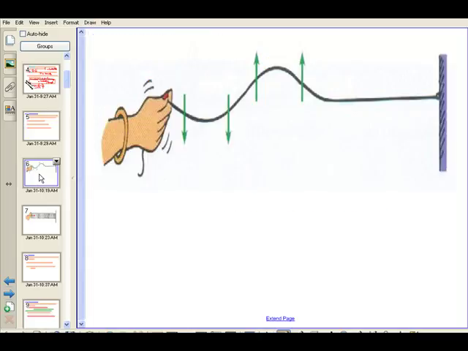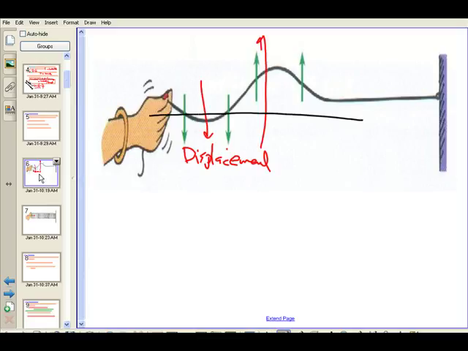So notice our displacement down, our displacement up, but the energy goes that way. Now we said that they only go through solids. There is an exception to that: light. Light is the one wave that does not need any medium.